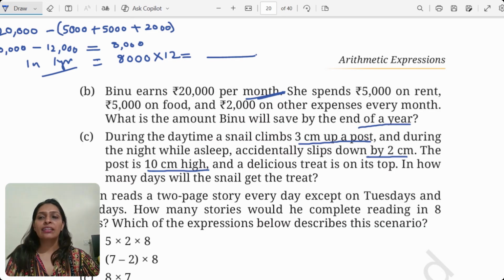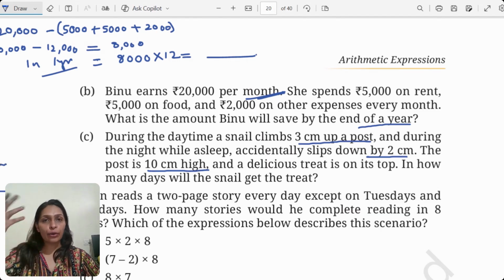Let's suppose the snail is here. In the beginning stage, the snail is here. Now on day one, what will happen? The snail will climb 3 centimeter up. Then in the night, what will happen? It will come down 2 centimeter. Oh, that's bad. Then in the next day, it will again climb 3 centimeter. Then it will go down again, 2 centimeter again.